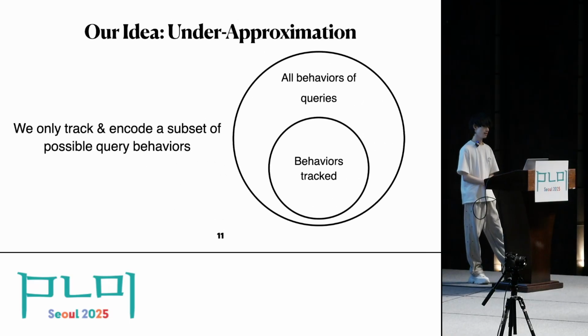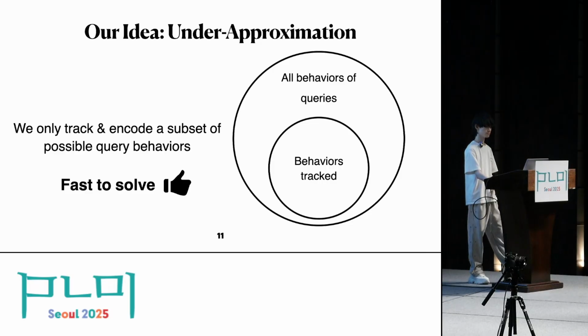Now, let me introduce Polygon by first explaining the core idea behind our approach. Rather than tracking all possible query behaviors, which is often extremely expensive, we choose to track and encode only a subset of possible behaviors, which is an under-approximation. By focusing on a smaller subset and reasoning about an under-approximation of query behaviors, it brings out a formula that is often very fast to solve.